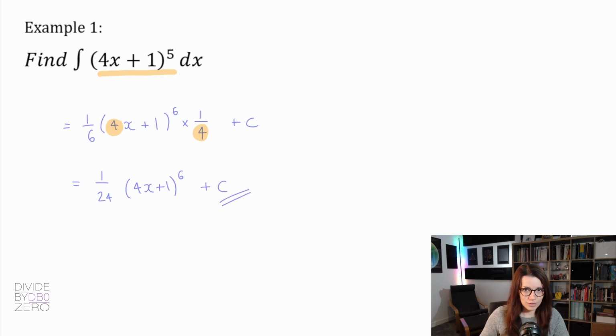So that would be 1 over 24, (4x + 1) to the power of 6, plus c. Now, the reason this works is because we're effectively doing the opposite or reverse of the chain rule for differentiation. We can actually check our answer by doing the chain rule for differentiation. So let's say you had time at the end of the exam and you wanted to check your answer.